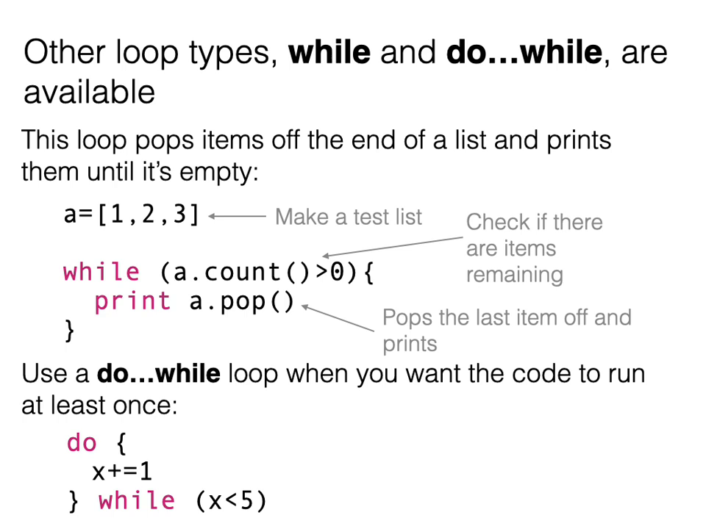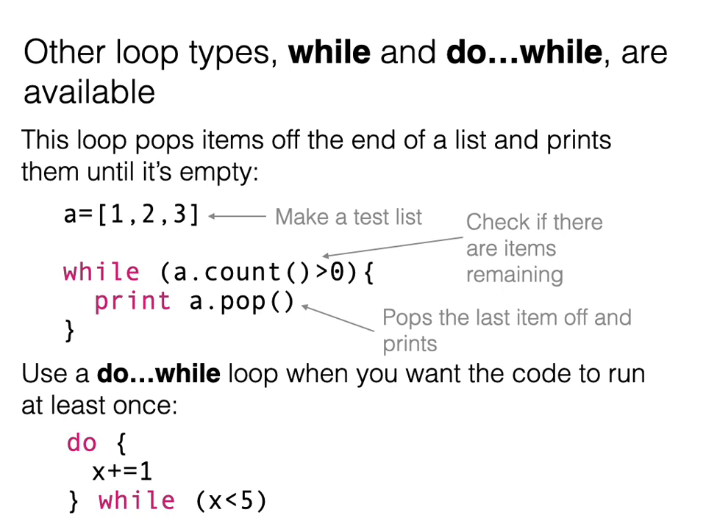There are two other loop types, while and do while, available. While is really useful if you're modifying the contents of an object as you're looping over it. So a very common use case is to make something called a stack using a list. So here's our list, 1, 2, 3. Then the loop checks to see if there's anything left in the list. If so, it pops the last item off and prints it, and hence the loop continues until there are no remaining objects.